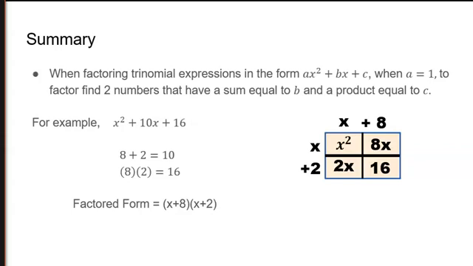We also found that when you're factoring quadratic expressions, when a is equal to 1, you need to find two numbers that multiply to get c and add to get b. These numbers are used when you write the expression in factored form. In the next lesson, we will look closer at factoring quadratic expressions when a is not equal to 1.